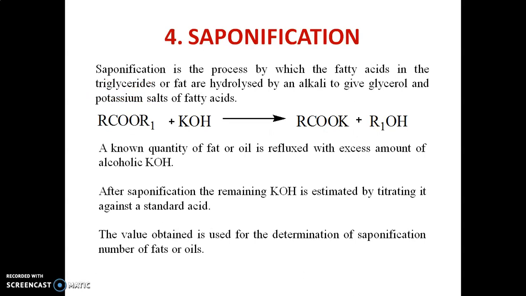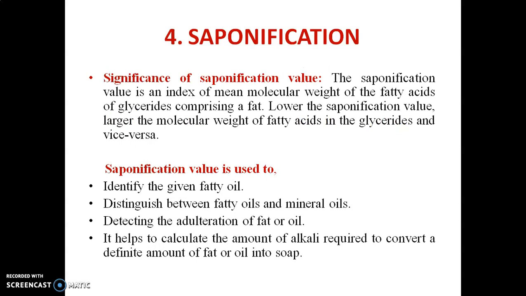So, saponification is the process by which the fatty acids in the triglycerides or fat are hydrolyzed by an alkali to give glycerol and potassium salts of fatty acids. After saponification, the remaining KOH is estimated by titrating it against a standard acid. The value obtained is used for determination of saponification number of fats or oils.